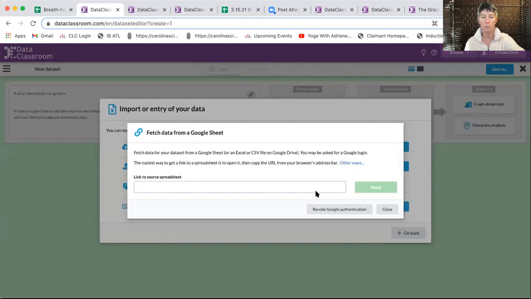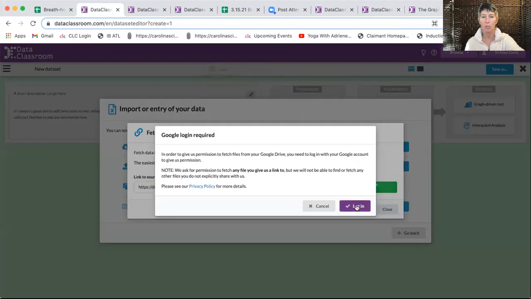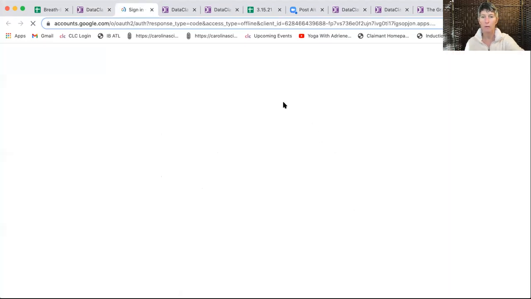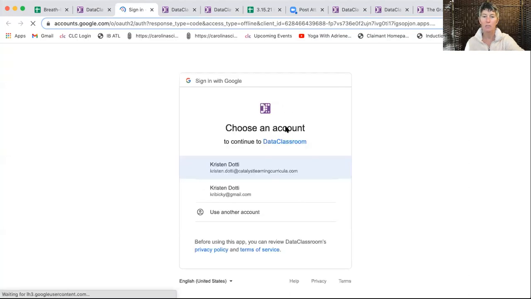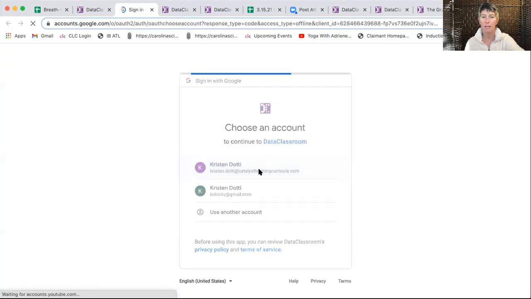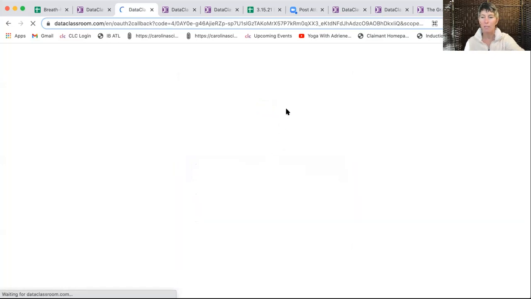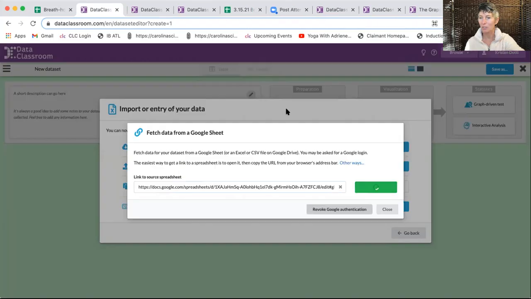It's going to confirm that I'm the right person for this. So I put in my URL, that's the source of my spreadsheet, and I ask it to go fetch, and it's going to make sure that I'm the person who has permission. So it's going to check my login information, and it'll only do this the first time that I log in for the day, but I just wanted to show you that screen so that you knew what it's doing.